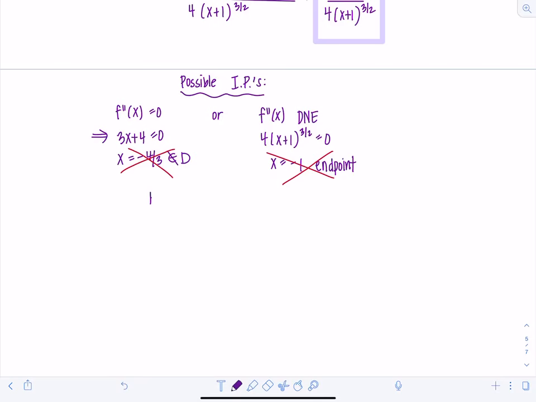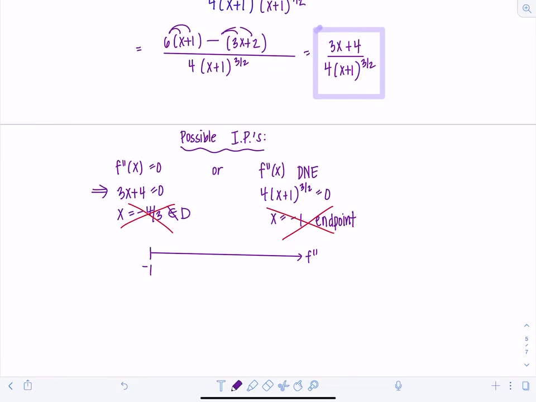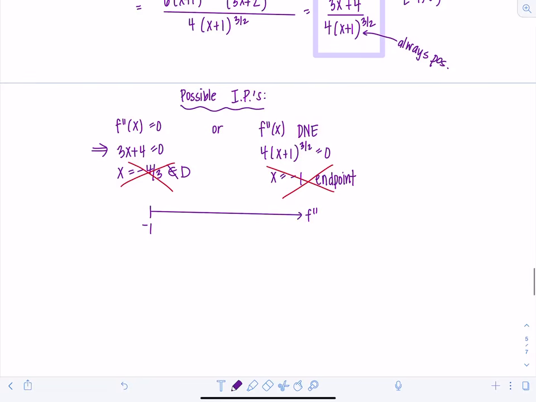So make your number line, but just be careful. The domain's only from -1 to infinity, so don't put arrows on both sides. -1, this is my number line for f double prime. And look at my second derivative. You actually don't even need to plug anything in. The denominator's always going to be positive. Right? If I raise something to the 3/2 power, and my domain's only from -1 to infinity, then that's going to be positive. Now the numerator, keep in mind you're only plugging in x's from -1 to infinity, so the smallest the numerator is ever going to be is 1, so it's always positive. That means my second derivative is positive, so my graph is concave up, always.